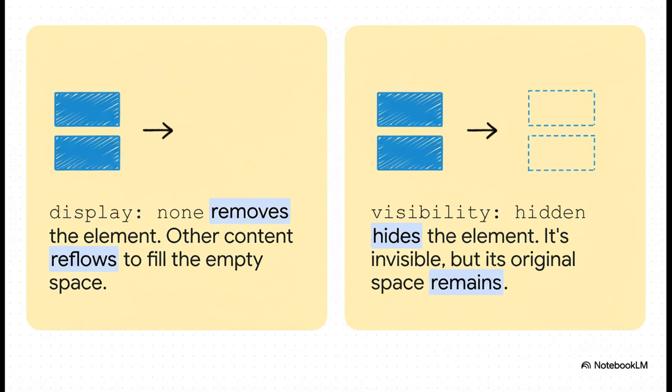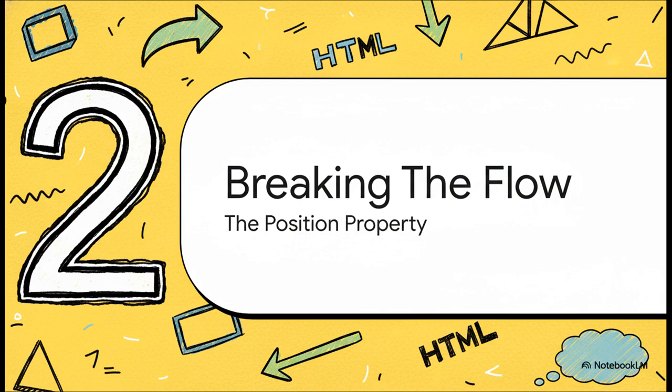Now, before we move on from display, let's clear up a super common point of confusion. What's the difference between display none and visibility hidden? Well, display none completely vaporizes the element from the page. It's like it was never even in the HTML. Everything else just shuffles up to fill that empty space. On the other hand, visibility hidden just makes the element invisible. It's still there, taking up its original space, but now you've just got an empty gap. So one removes, the other just hides. It's a critical difference.